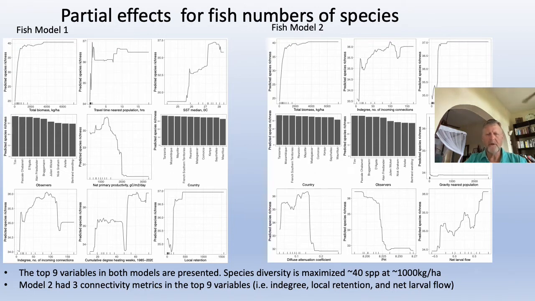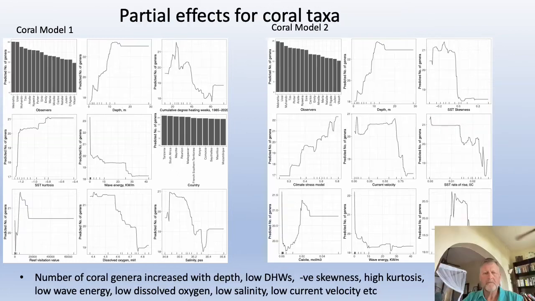In Model 2, where we retain some of the connectivity metrics, they turn out to be fairly important for biodiversity, or at least they contribute to the overall model. Here are the response curves for corals. You can see that observer effect is there, but there are a number of other important ecological responses.